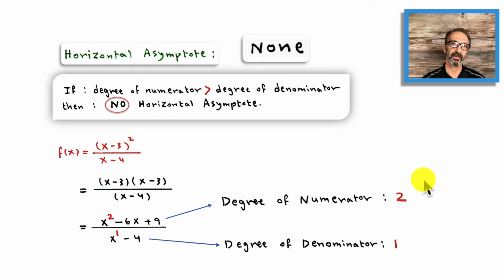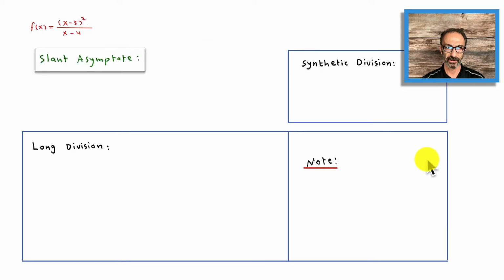Now we come to the main part. The main part is the slant asymptote. And how does it happen? Here we go. Slant asymptote. We're going to do long division. We're going to do synthetic division. And we're going to make a note out of this page right here.